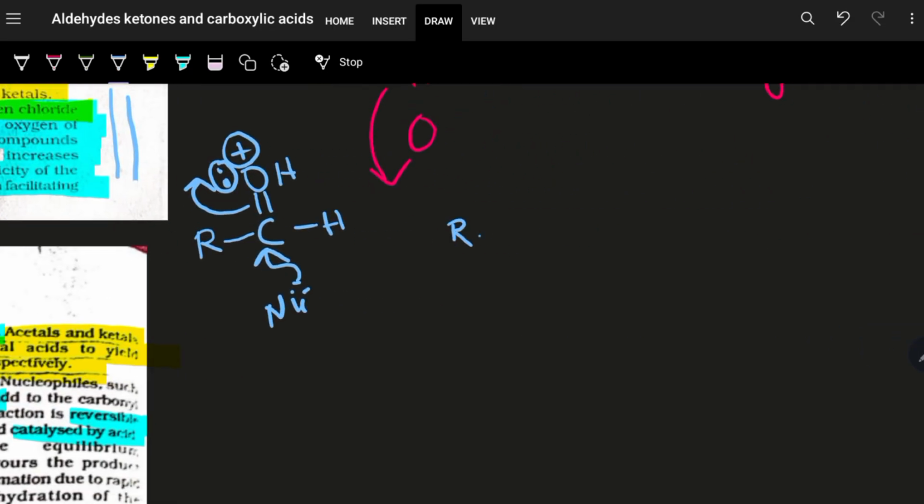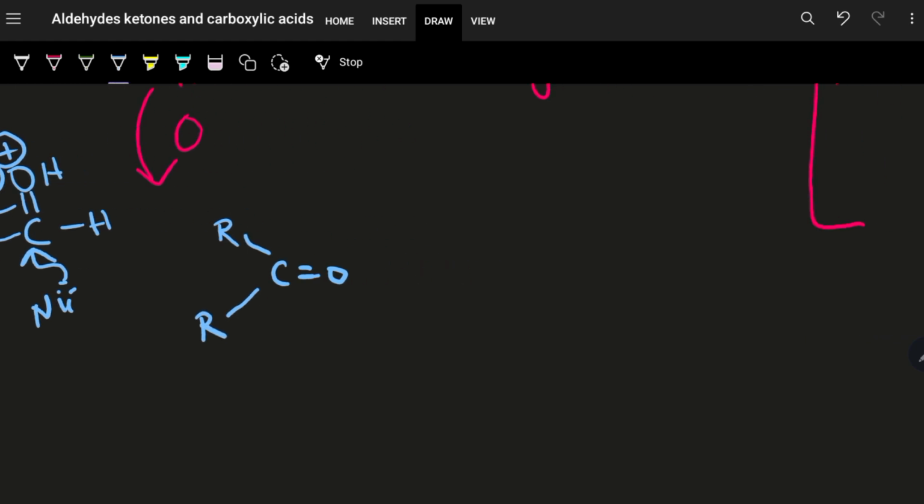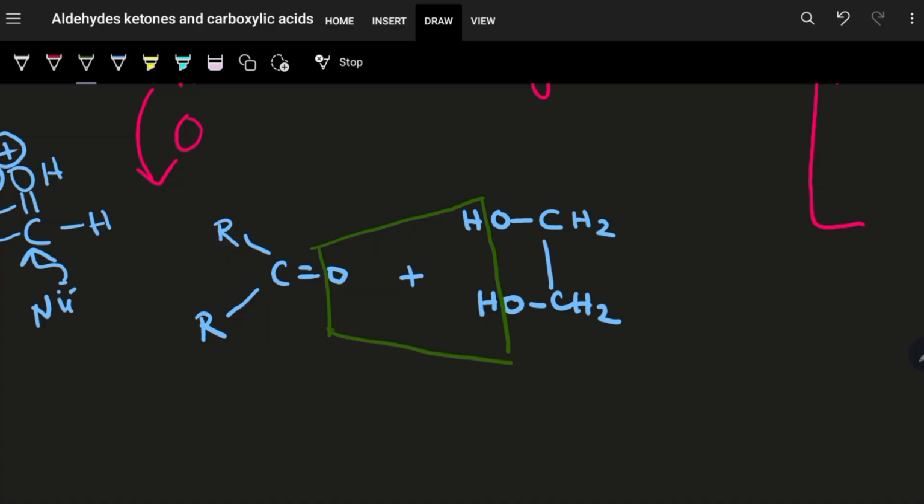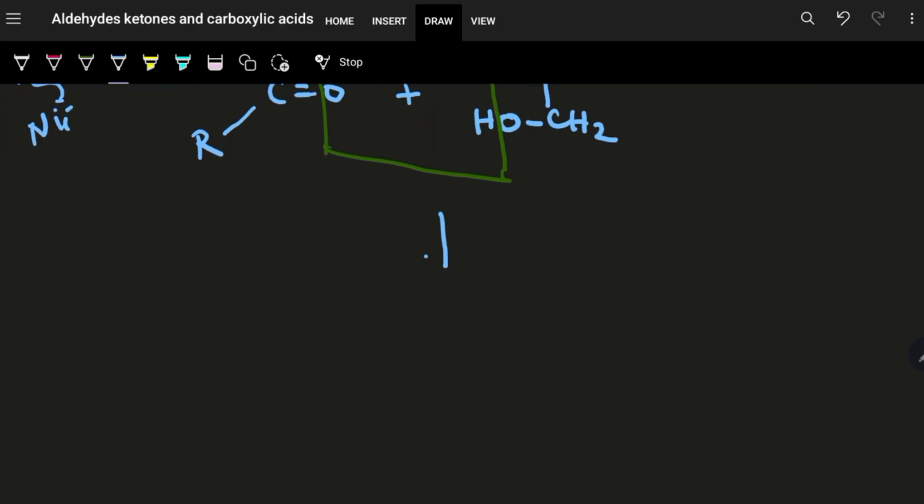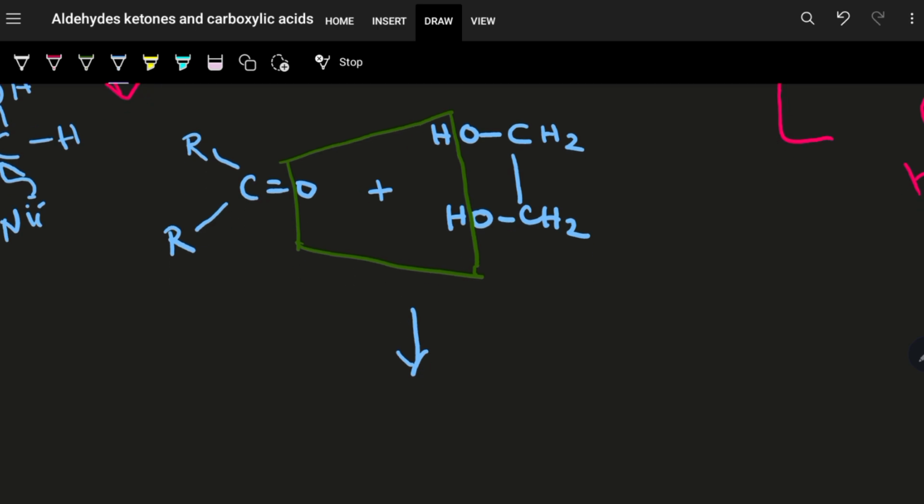See, it is ketone R, C, double bonded O and R. And what is your ethylene glycol? Ethylene glycol is CH2OH and CH2OH. This is ethylene glycol. Remember in this manner that H2O gets eliminated. So when you remove or scoop out this H2O, what you will get is R, C, R.